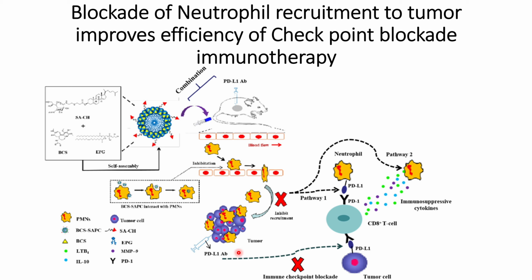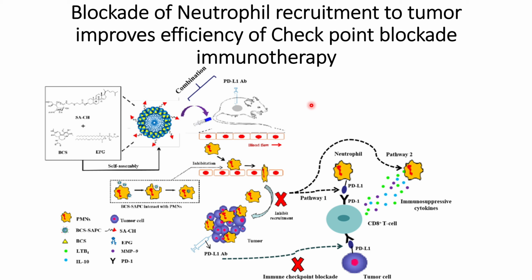either by the PD-L1 receptors present on the tumor cells, or by the PD-L1 present on the neutrophils, as the neutrophil recruitment is already inhibited by the BCS SAPC complex interaction. So in this way, by blocking the neutrophils and also the PD-L1 receptors on the immune cells, the efficiency of the immune system will be improved to a greater extent.